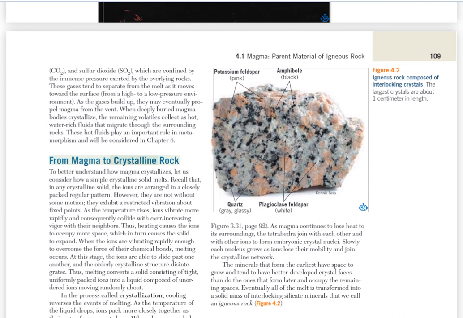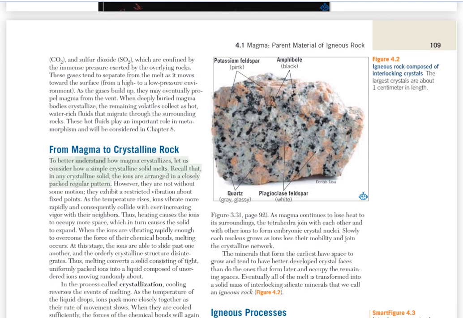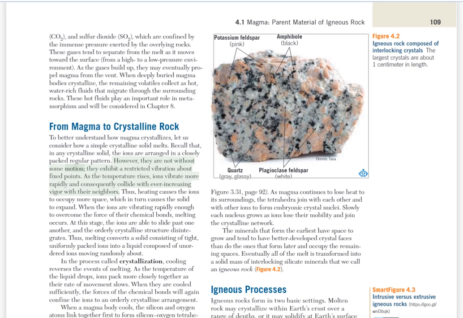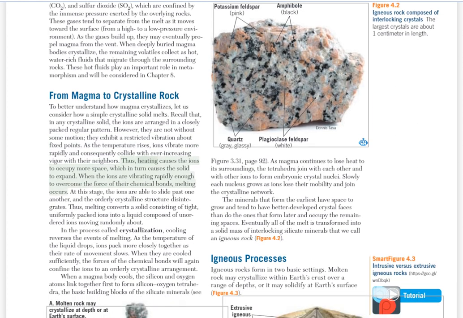From magma to crystalline rock. To better understand how magma crystallizes, let us consider how a simple crystalline solid melts. Recall that, in any crystalline solid, the ions are arranged in a closely packed regular pattern. However, they are not without some motion. They exhibit a restricted vibration about fixed points. As the temperature rises, ions vibrate more rapidly and consequently collide with ever-increasing vigor with their neighbors. Thus, heating causes the ions to occupy more space, which in turn causes the solid to expand.